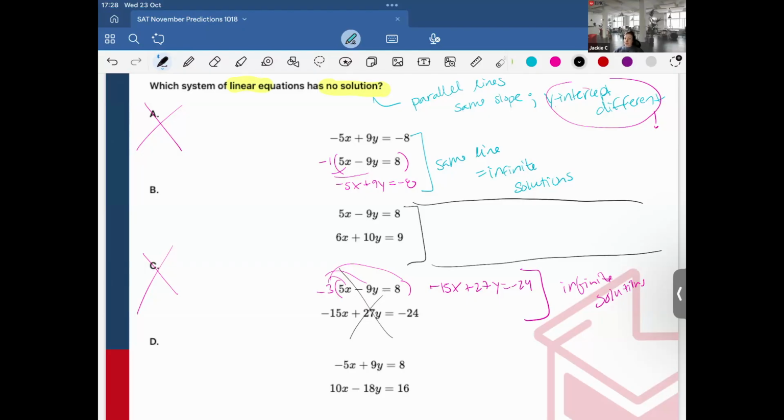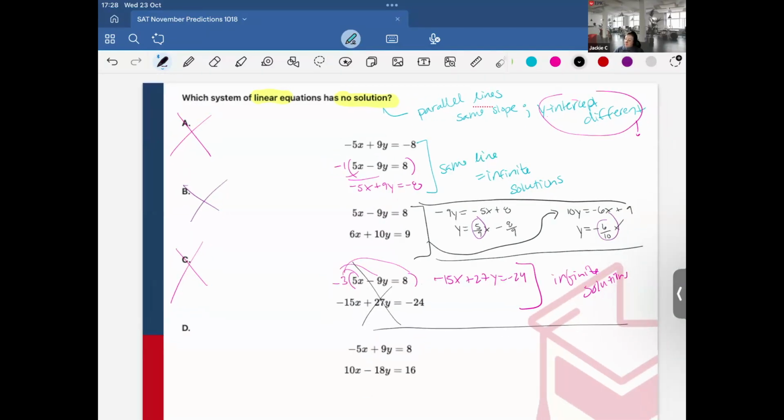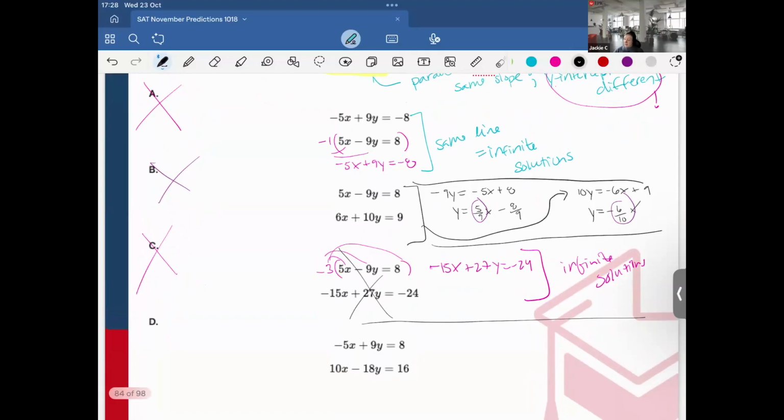So for example, this would just be negative 9y equals negative 5x plus 8. When we simplify, it becomes y equals positive 5 ninths x minus 8 ninths. And this line here, I'll put over here, would be 10y equals negative 6x plus 9. Divide everything by 10, so y equals negative 6 tenths. I can stop there because I can see the slopes aren't equal to each other, so it can't be B. Therefore, our winner must be option D.